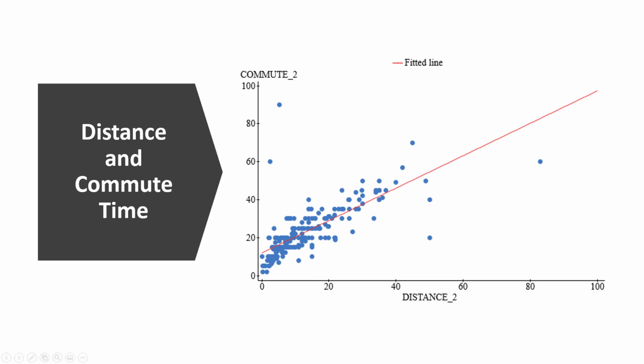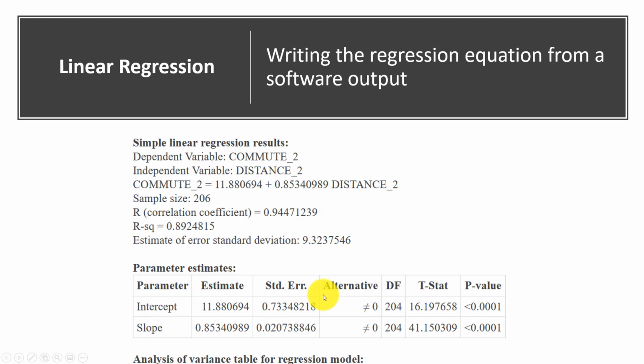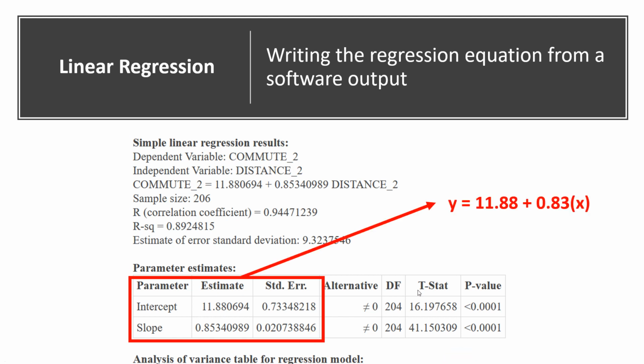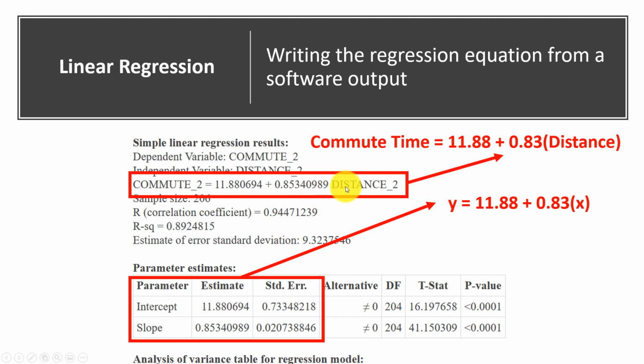Let's look at the output from StatCrunch. If we look at the parameter estimates, the y-intercept is 11.88 rounded. The slope is 0.85 rounded. So to 2 decimal places, this is our equation. But we can also, of course, have the equation here. And I actually like this equation better because we clearly define what our variables are. Dependent variable is commute time, and our independent variable is distance.